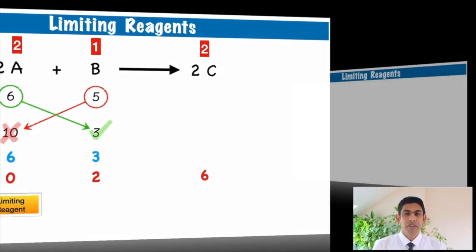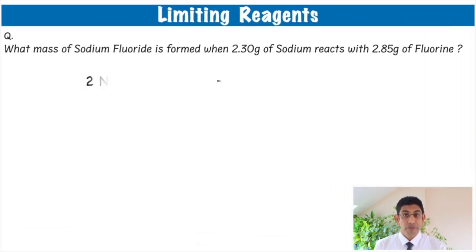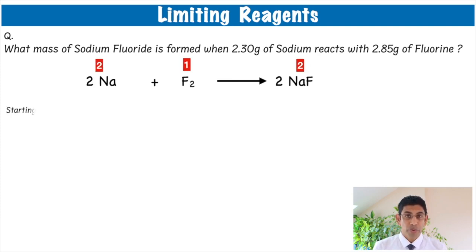Let's do a question. What mass of sodium fluoride is formed when 2.3 gram of sodium reacts with 2.85 gram of fluorine? As usual, let's write the balanced equation. It's very important in quantitative chemistry to have a balanced equation and the ratios right, so the mole ratios. So the mole ratio of the reactants is again 2:1. 2 moles of sodium reacts with 1 mole of fluorine.